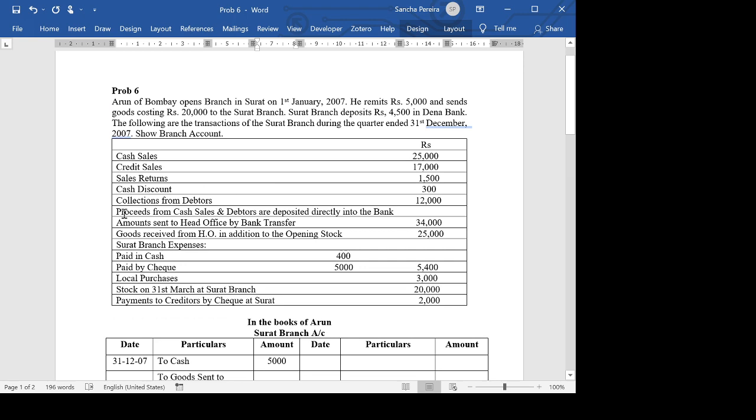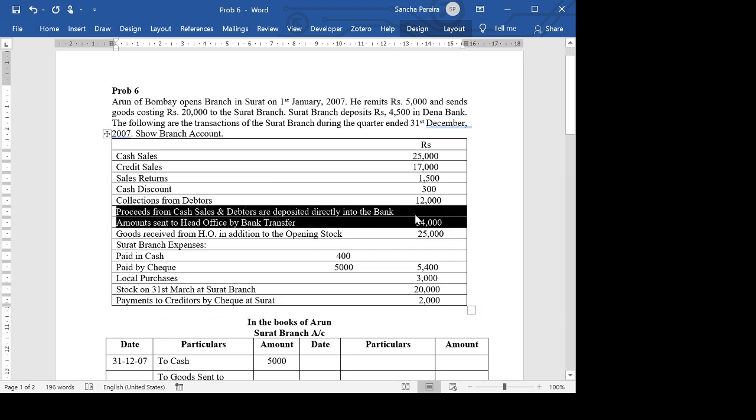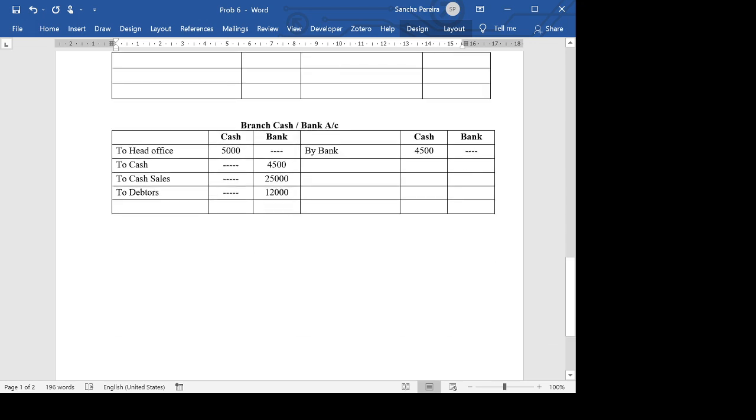If this statement was not there, what I would have done in the cash column itself, I would have shown 25,000. Debtors also in the cash column, I would have shown 12,000. But what they are telling you, they're not keeping it as cash. The moment they receive it, they're putting it in the bank. So there could be some who would say, first show it as cash, then show it as a contra entry basically, cash going out and showing a bank transfer. But instead of doing that, I'm directly showing it in the bank because of that statement.